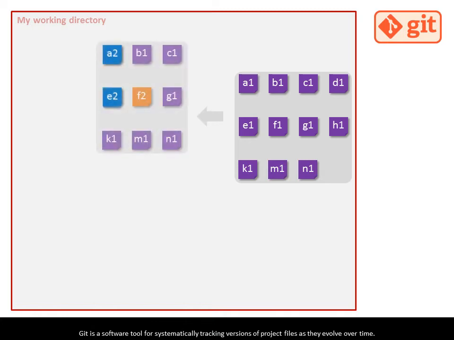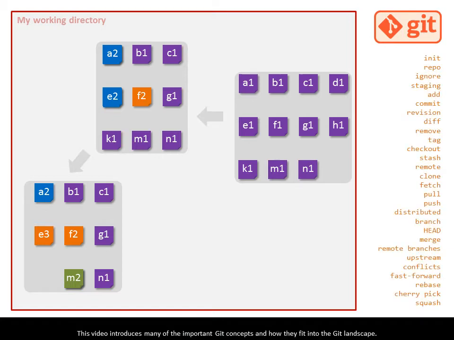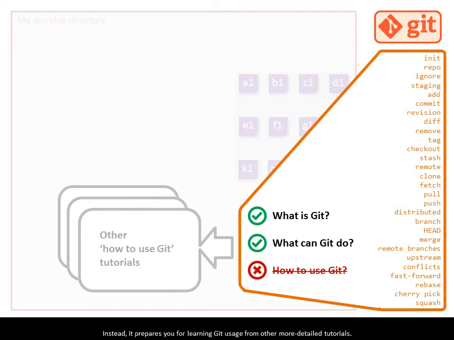Git is a software tool for systematically tracking versions of project files as they evolve over time. This video introduces many of the important Git concepts and how they fit into the Git landscape. However, this is not a how-to-use-Git tutorial. It does not teach the Git syntax. Instead, it prepares you for learning Git usage from other more detailed tutorials.